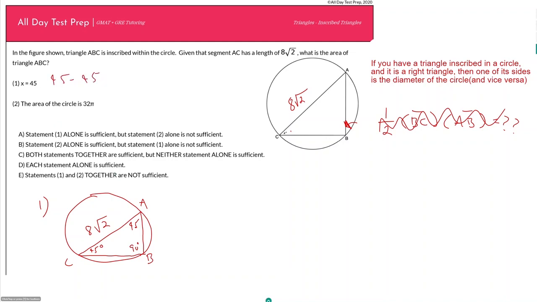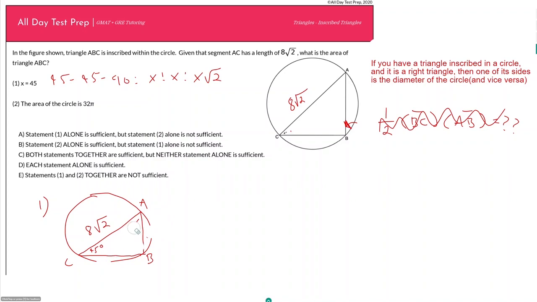I know 45, 45, 90 triangles are in the proportion of X to X to X rad 2, or if my hypotenuse is 8 rad 2, these AB and BC are my X's, therefore these would each be 8, and then using 1/2 base times height, my area would be 1/2 8 times 8. But we cannot say any of that, because again, we do not know that this angle here is 90 degrees.